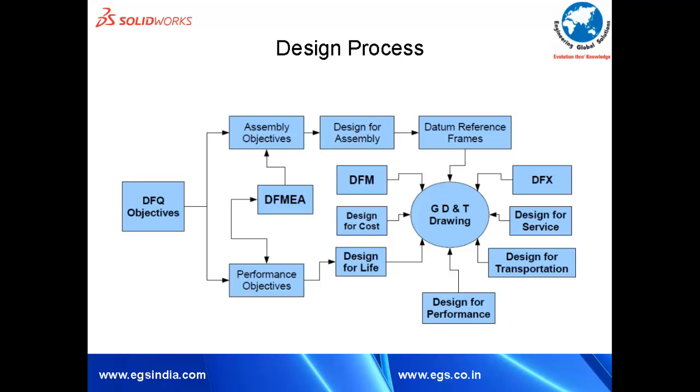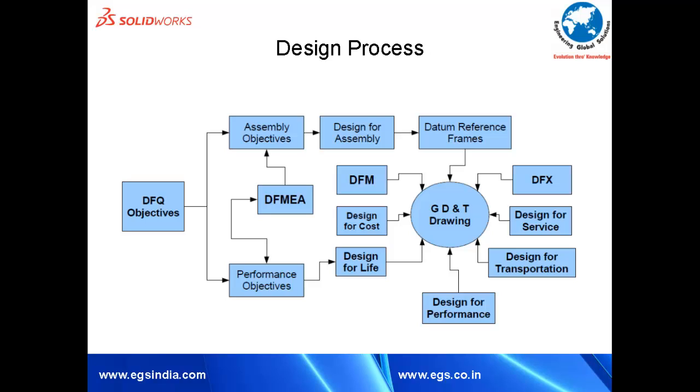The assembly objectives lead to the design for assembly, leading to the datum reference frames, back to the GD&T drawings if GD&T is used, or simply to the plus or minus tolerance drawings. The DFMEA forms the heart of the whole process. DFMEA stands for the Design Failure Modes and Effects Analysis. The risk priority number specified in the DFMEA against potential failure modes classify the objectives as critical, essential, and desirable.